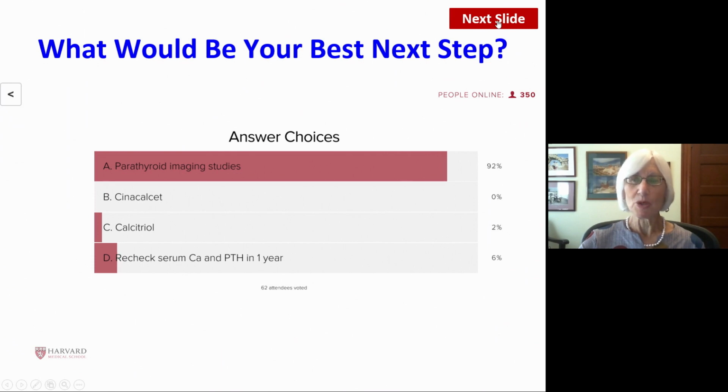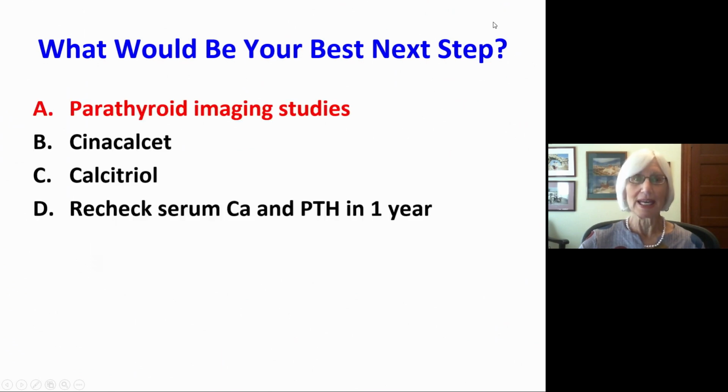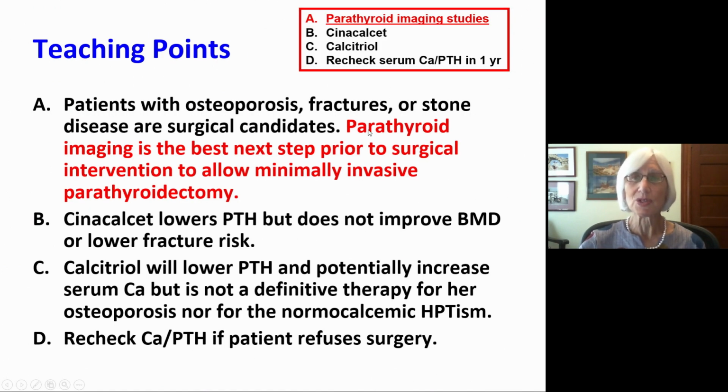Okay, most of you, 92%, are getting the correct answer, which is parathyroid imaging studies. Very good. So let's go over this. This is a woman who just broke her arm and has osteoporosis. So if she has primary hyperpara, she would be a candidate for surgery. And in that case, if she agrees to surgery, the next step is parathyroid imaging. And that's to allow, hopefully, minimally invasive parathyroidectomy rather than a 4-gland excision or a 4-gland exploration.